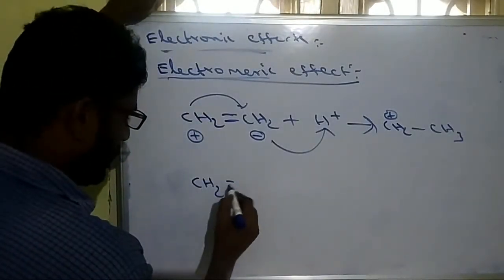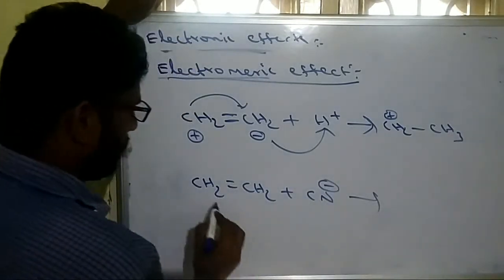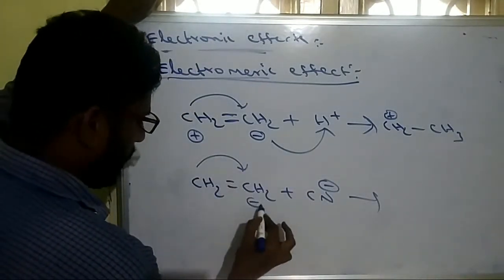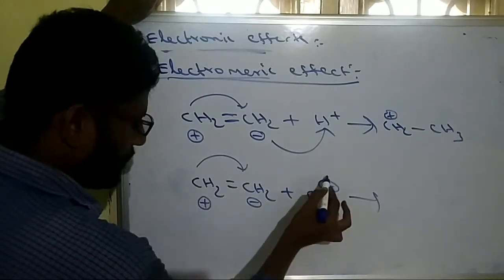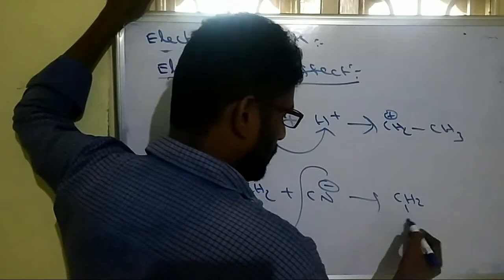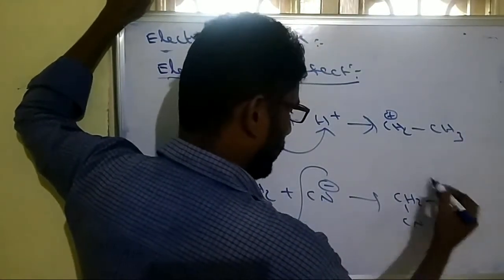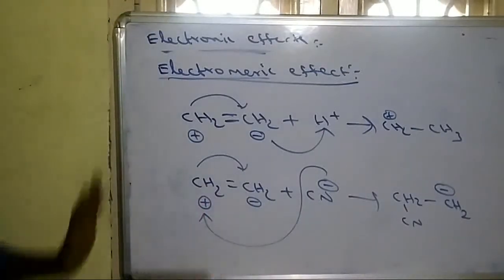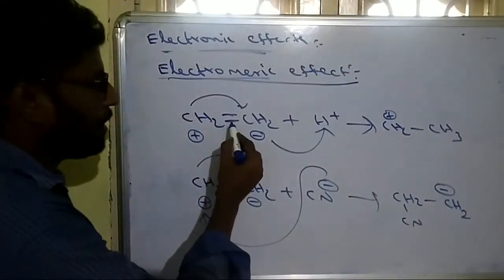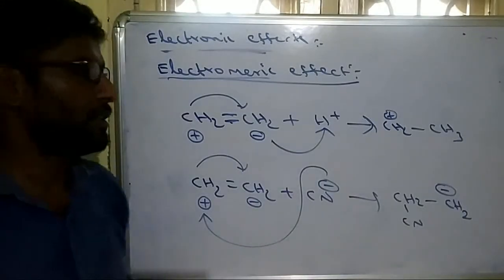Another example, CH2=CH2 plus CN minus is coming. The bond breaks like this, minus and plus. This minus will be added on the positive, and the product will be CH2CN, CH2 minus. So both are electromeric effects. The pi bond is breaking due to H plus, and the pi bond is breaking due to CN minus.